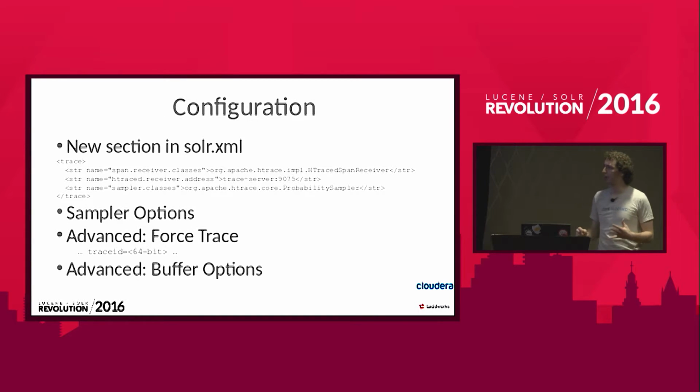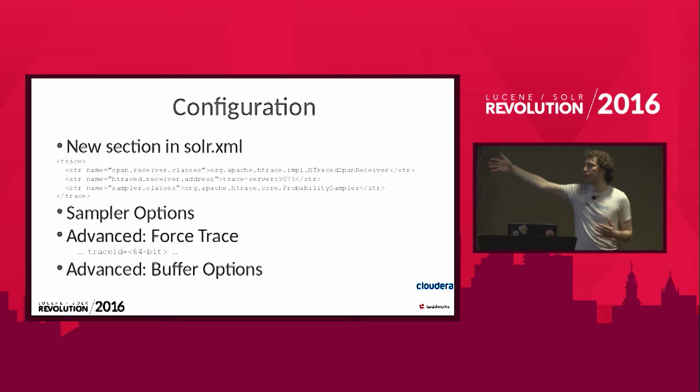There's a little bit of a snag with the configuration. Like we have a new component, we need to figure out how to configure it. A simple approach, we can add a new section in Solr.xml, configure the span receiver, whether that's going to HTrace or Zipkin or whatever else, and tell it where the trace server that's accepting things is. And then there's this thing that we have to consider that HTrace does about samplers. There's a couple of different samplers. One of them is called the always sampler, and one of them is called the never sampler. They do just like what they sound like.